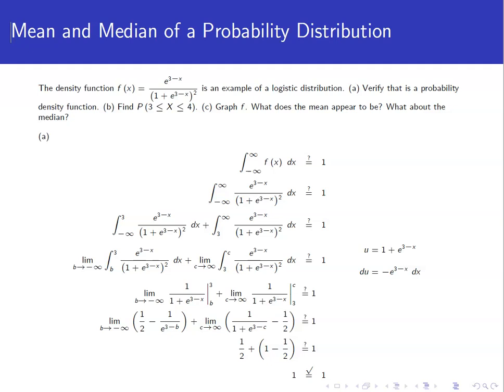We're asked to find the probability that x is between 3 and 4. We're asked to graph the probability density function and asked what it appears for the mean to be and what it appears for the median to be.